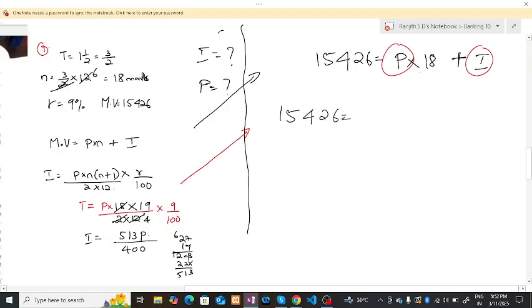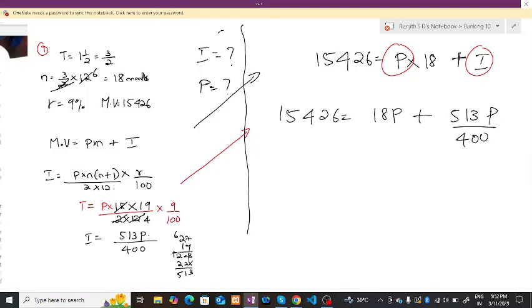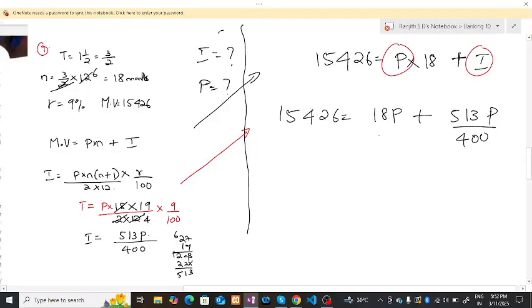See, 15426 is equal to P into 18, which is nothing but 18P. Let's substitute the value of I: 513P divided by 400. Is it clear? Did you all understand this? Any doubts? Now take LCM.